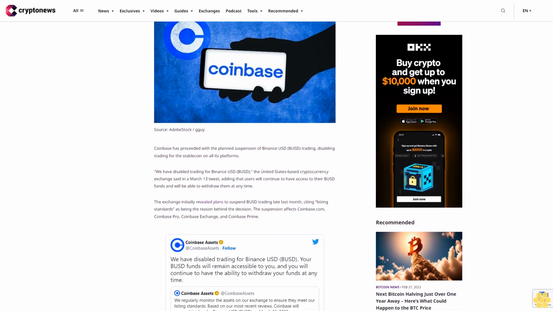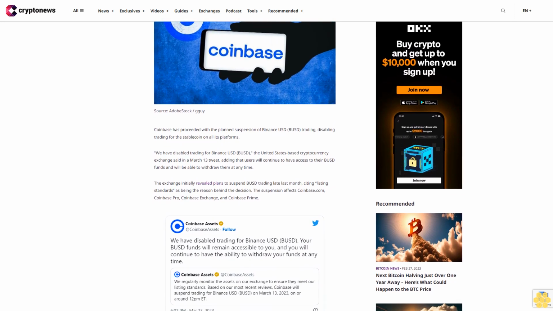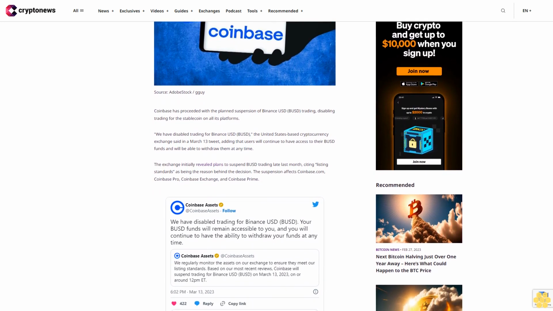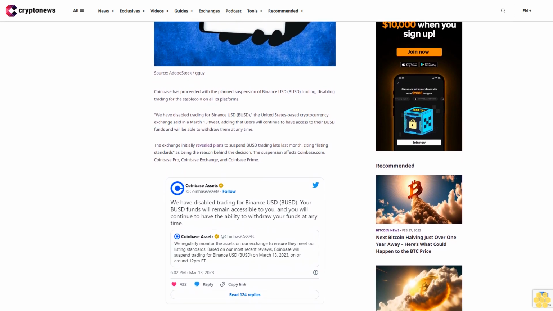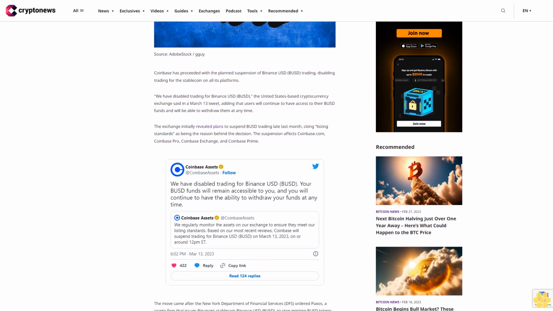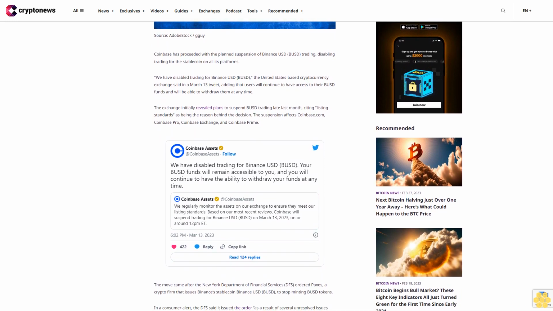The exchange initially revealed plans to suspend BUSD trading late last month, citing listing standards as being the reason behind the decision. The suspension affects Coinbase, Coinbase Pro, Coinbase Exchange, and Coinbase Prime. The move came after the New York Department of Financial Services (DFS) ordered Paxos, a crypto firm that issues Binance's stablecoin Binance USD (BUSD), to stop minting BUSD tokens.